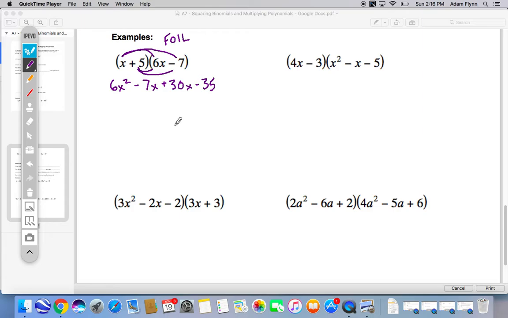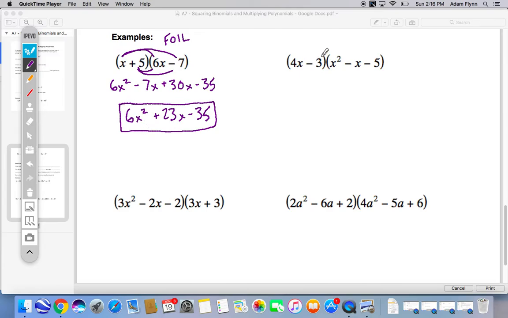So now we know to combine like terms, and then we're done. So we have 6x squared, negative 7 plus 30. Since they're both linear terms, we can combine them. So we have plus 23x, and then our minus 35 tags along. So that is our new simplified polynomial.